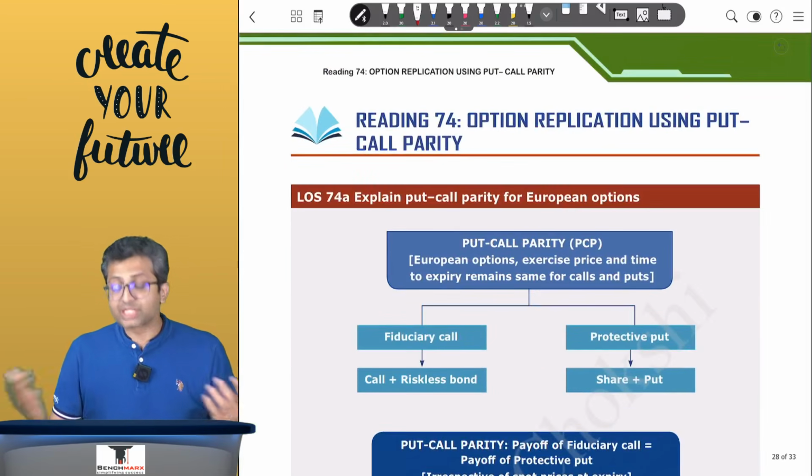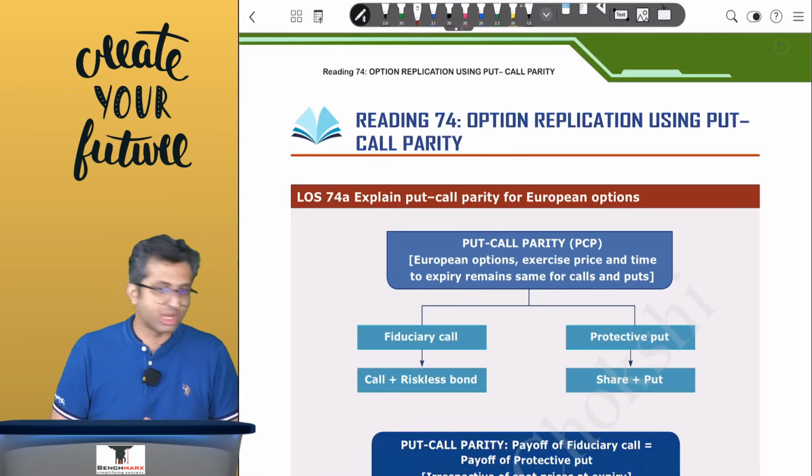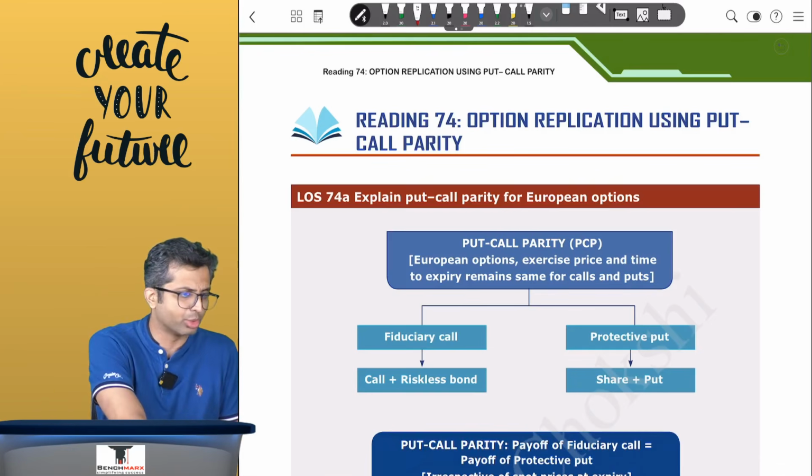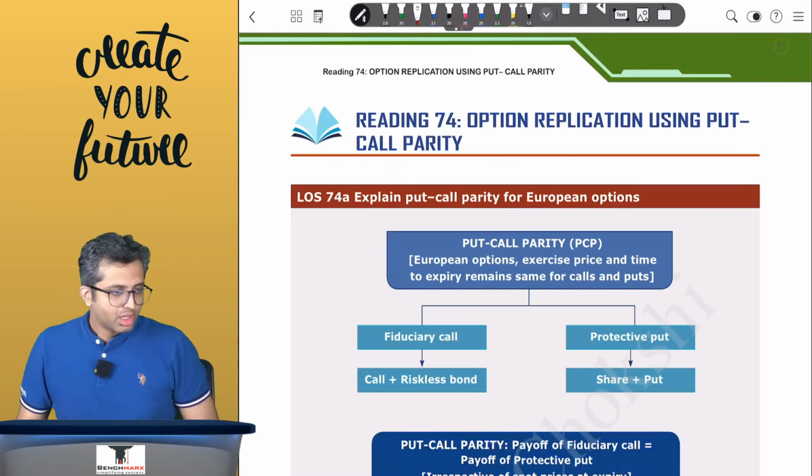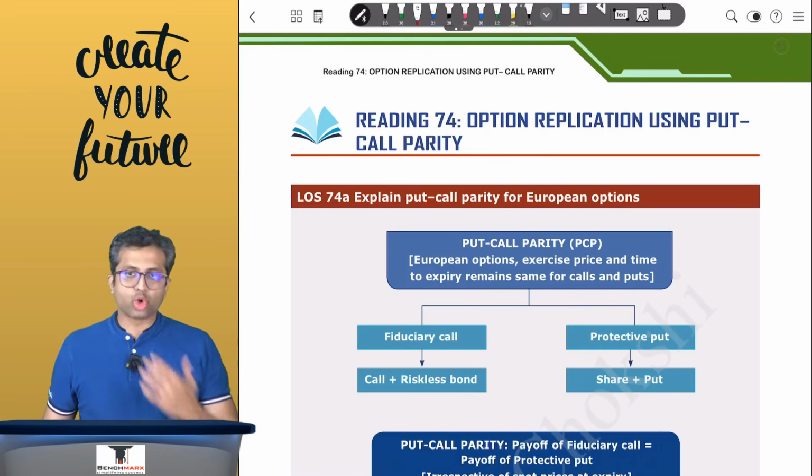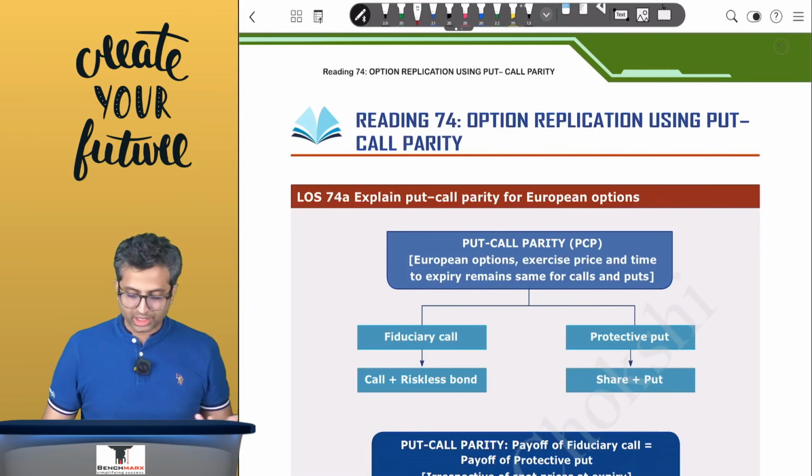Okay, next we go into the last two readings. First you have the call put parity and then the binomial option valuation. So over here we are discussing using call put parity theory. This is also again based on option replication and no arbitrage approach.